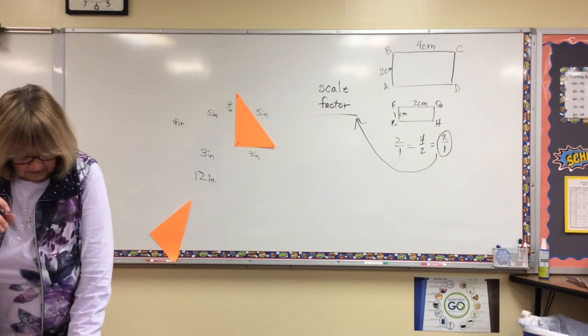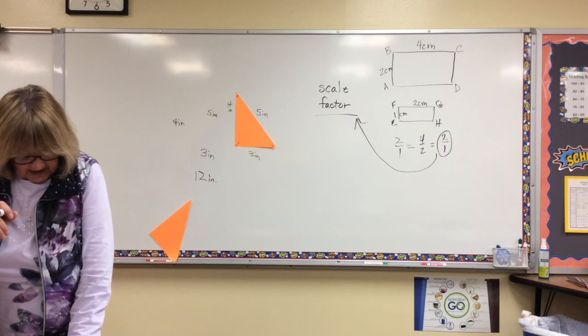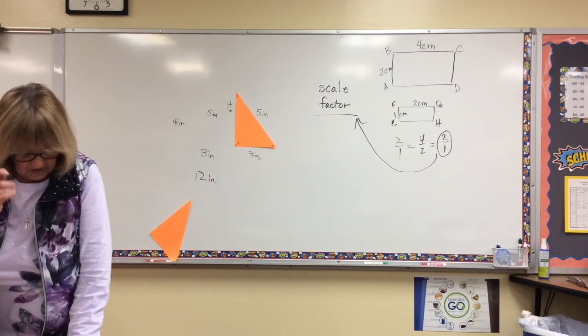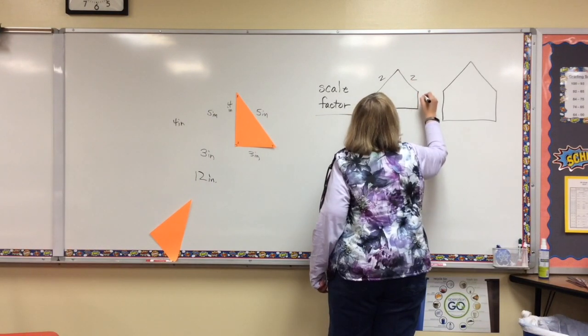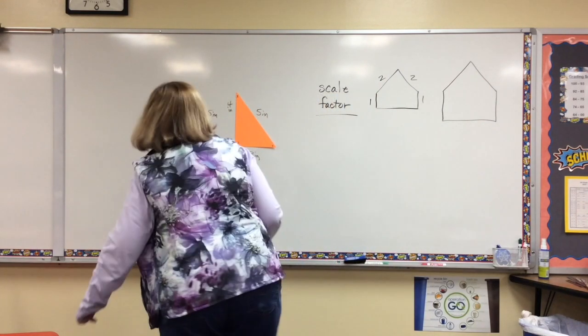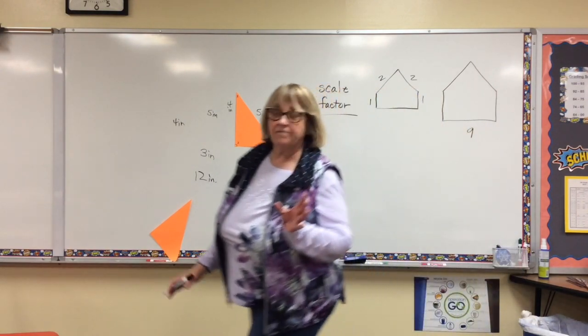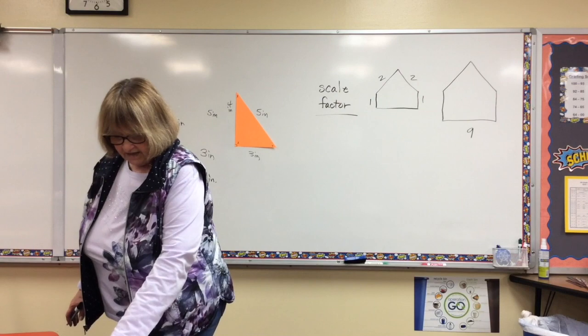Okay, question number 4. We have a pentagon. It has sides of 1 inch, 2 inch, 2 inch, 1 inch. And we don't know how long E is. So we've got to figure that out first of all. 1, 2, 2, 1. And we know they're similar. And we know that this other one over here is 9. And we're told that the scale factor is 3. Okay? The scale factor for corresponding sides is 3.